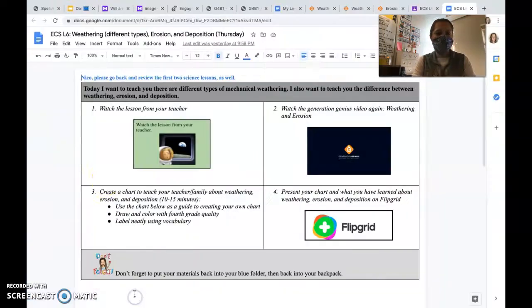Good morning. Today your goal is to learn that there are different types of mechanical weathering. I also want to teach you the difference between weathering, erosion, and deposition, and those might all sound familiar from our lesson yesterday. So first, you need your science notebook and a pencil.